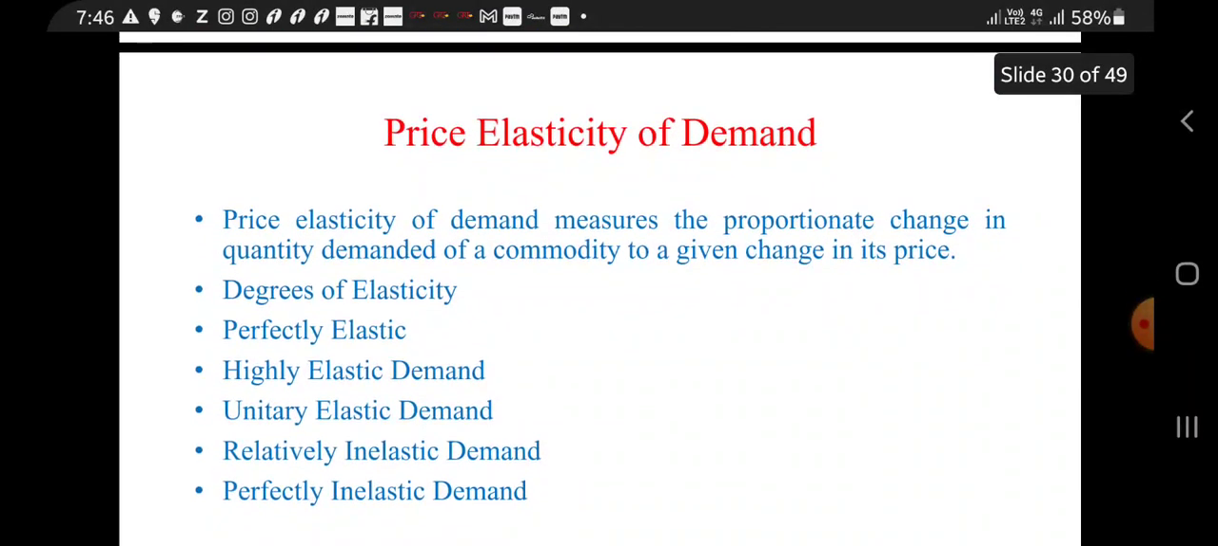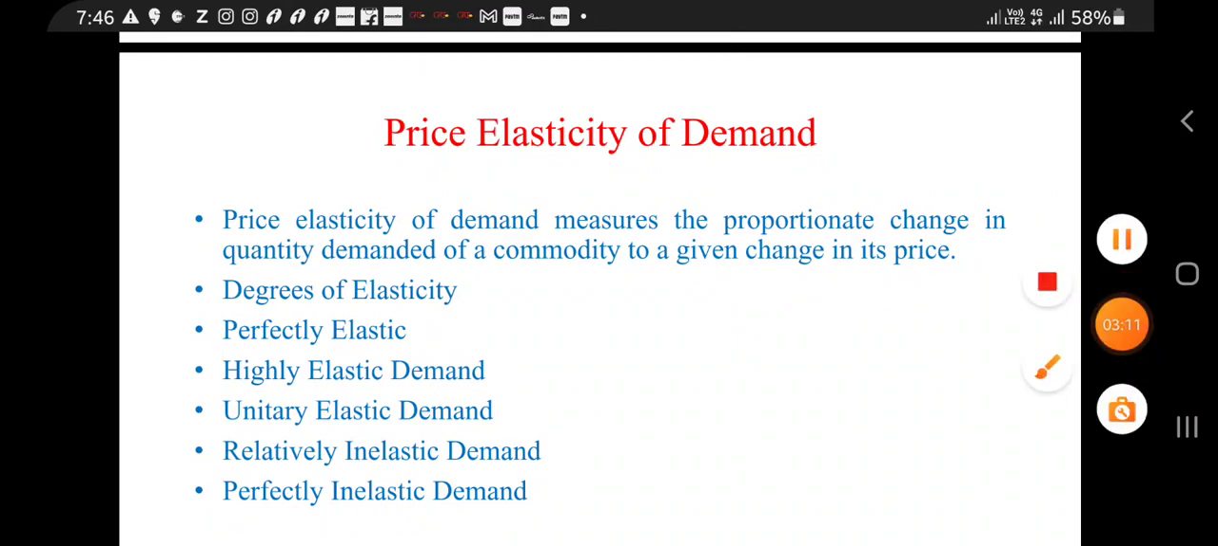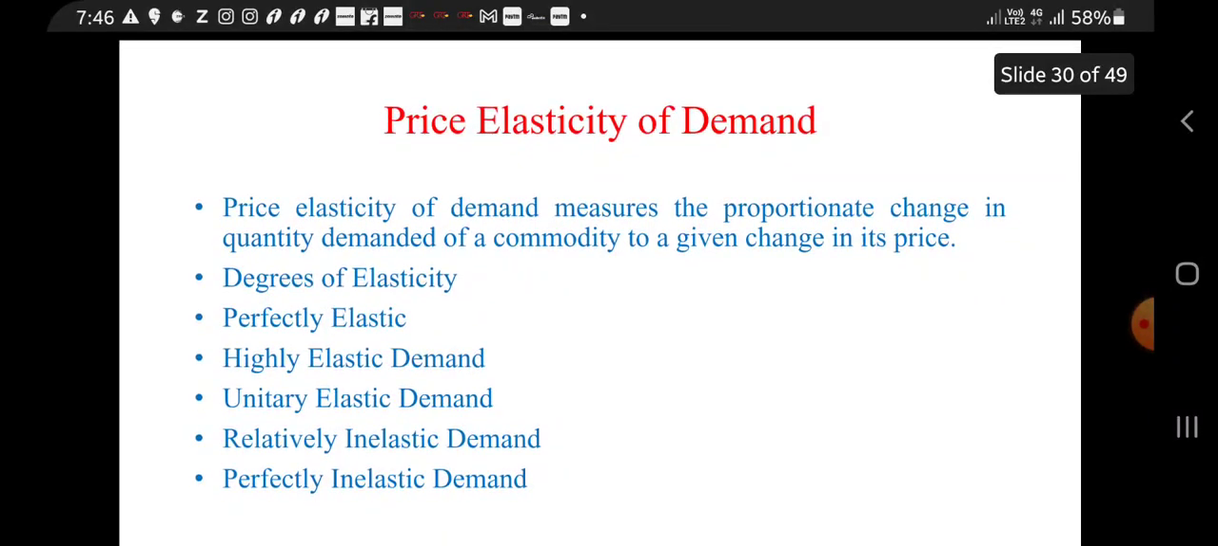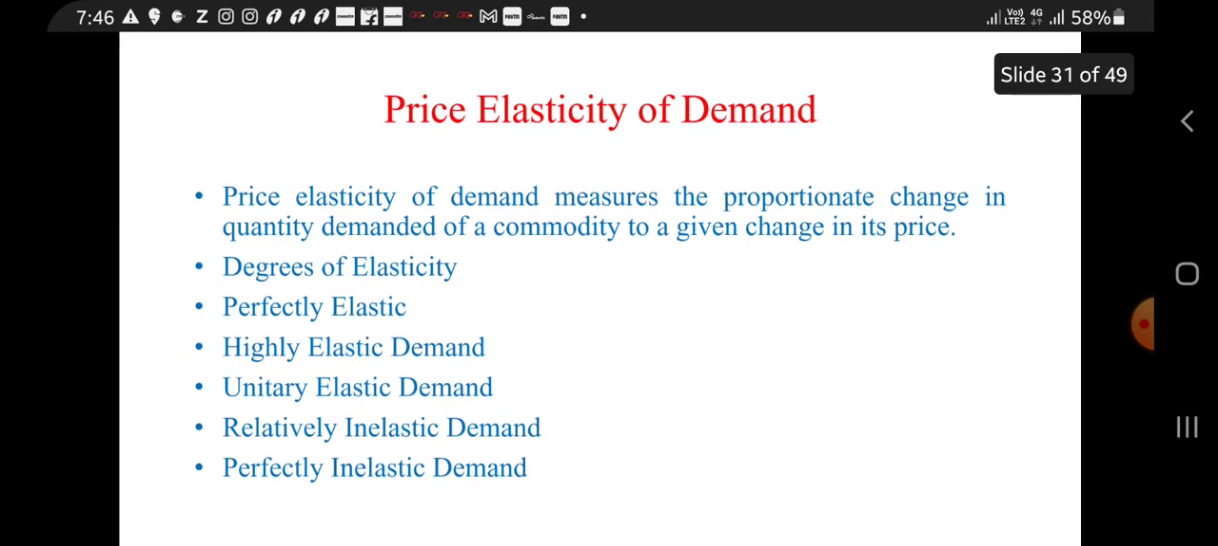Coming to the first type of elasticity, that is price elasticity of demand. Price elasticity of demand measures the proportionate change in quantity demanded of a commodity to a given change in its price. That is where we study degrees of elasticity. Here it can be categorized into five different types: perfectly elastic, highly elastic demand, unitary elastic demand, relatively inelastic, and perfectly inelastic.